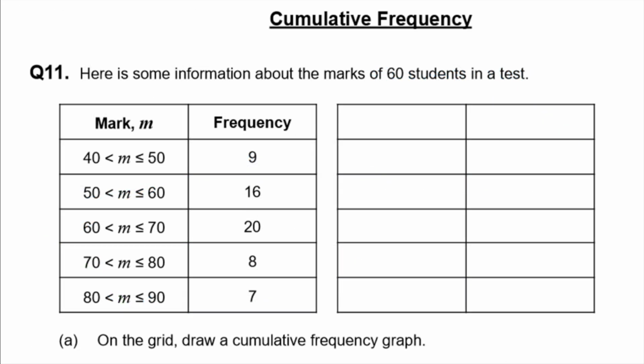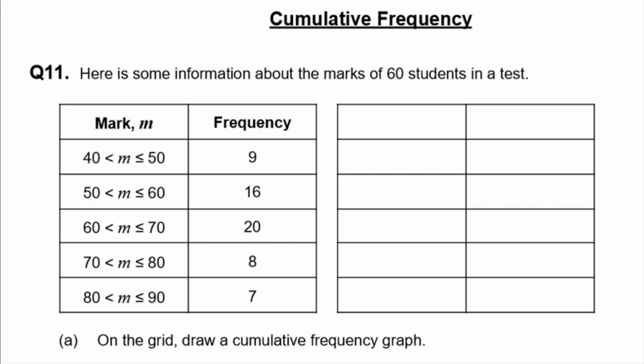Next up is cumulative frequency. Now, I covered cumulative frequency in my top 10 topics for paper 2. If it came up in paper 2, it's unlikely to come up again in paper 3, so you can probably skip this section. If it didn't come up in paper 2, then probably it's going to come up this time around, so you better not skip this one. Okay, so let's crack on and work out question 11.